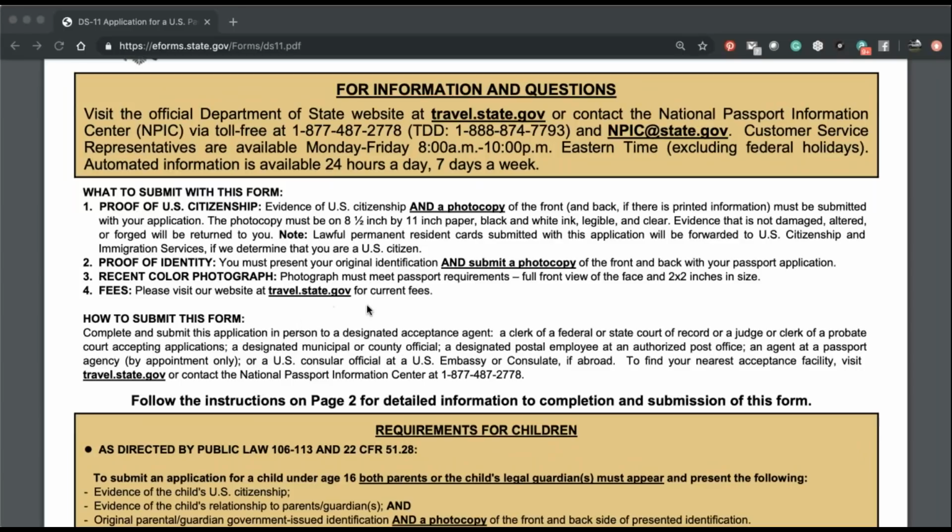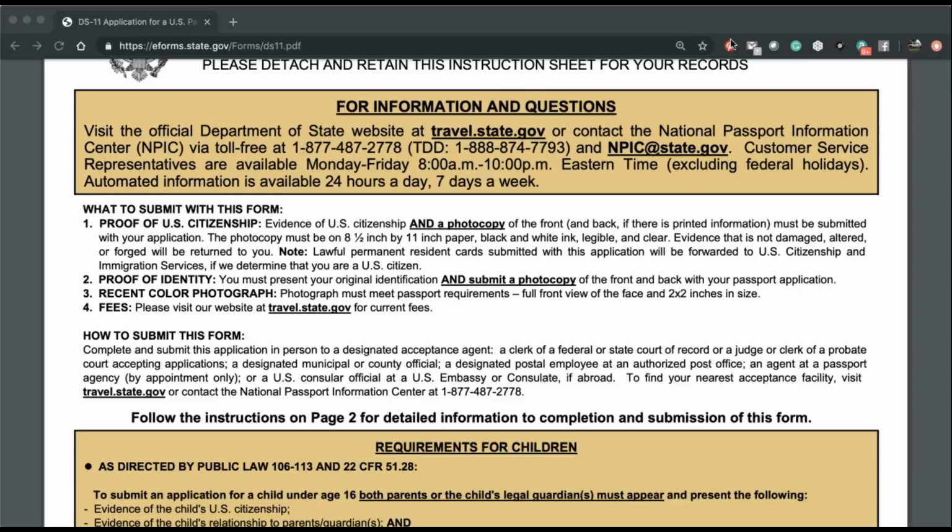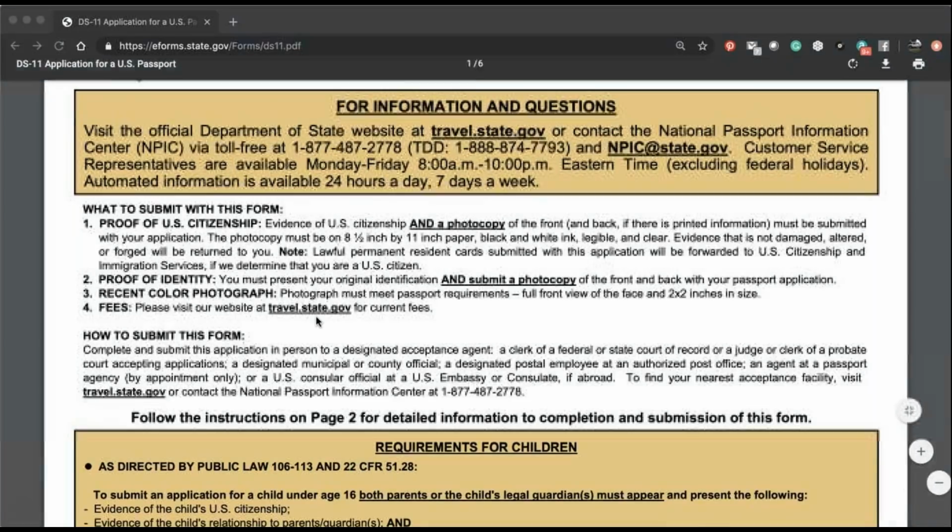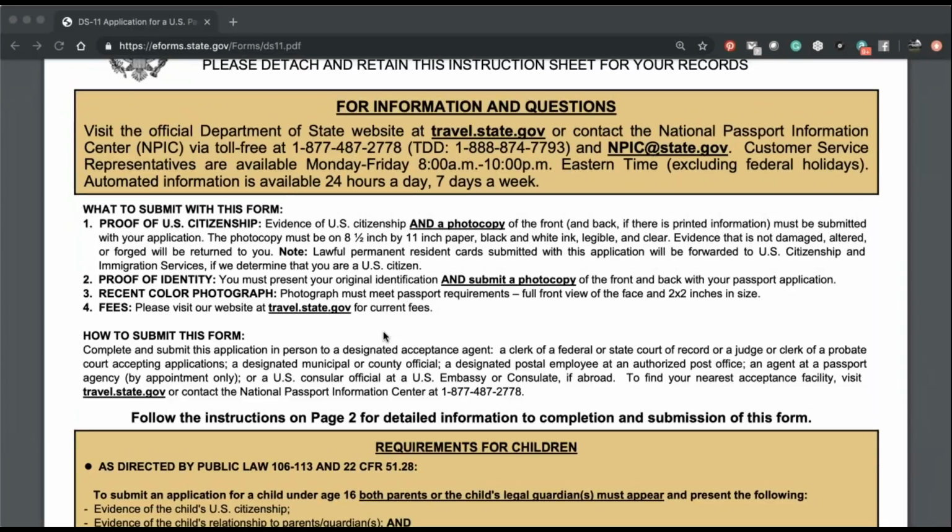I wanted to point out, if y'all could see this application, it says how to submit this form. It says complete and submit this application in person to a designated accepting agent. Now, the very first people they mention is this: a clerk of a federal or state court of record, or a judge or a clerk of probate court accepting application. That's the very first one.